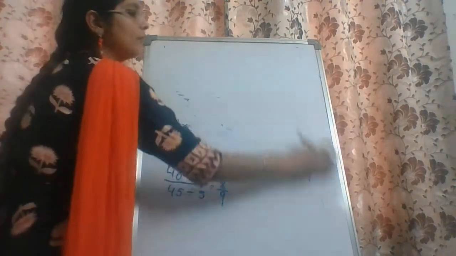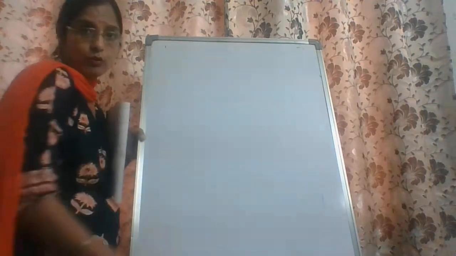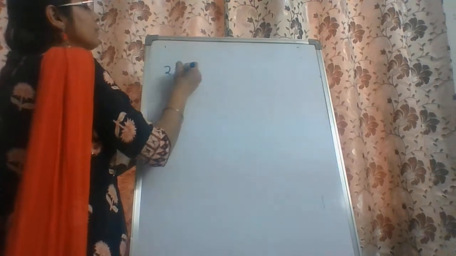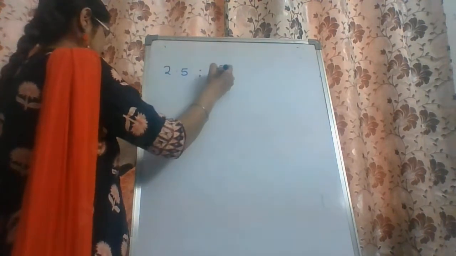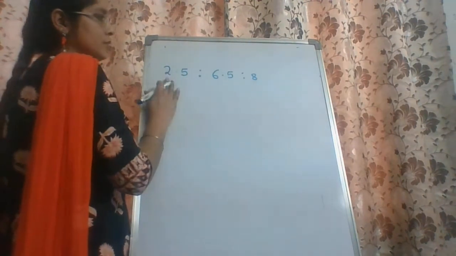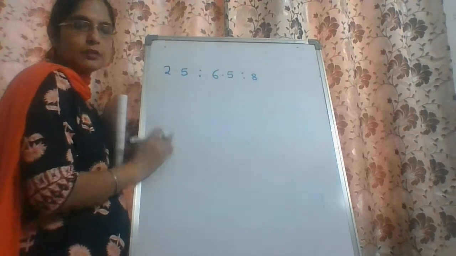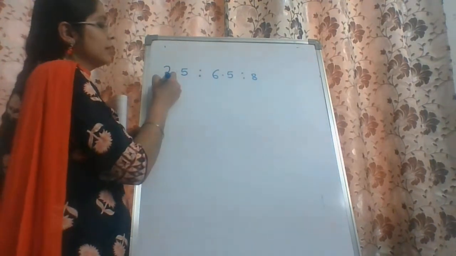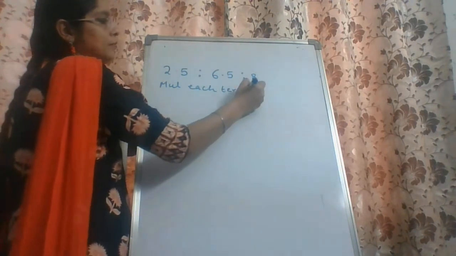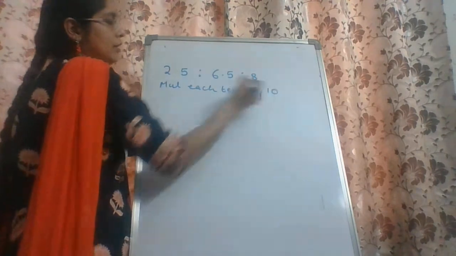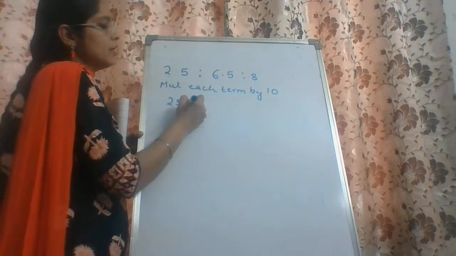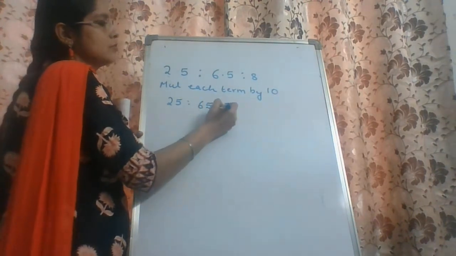Then this was a fraction. What about if it is a decimal? How to go with it? 2.5 is to 6.5 is to 8. And there are three terms. First term, second term, third. I can multiply all the three by 10. Multiply each term by 10. I get this is 2.5 multiplied to 10, 25 is to 65 is to 80.